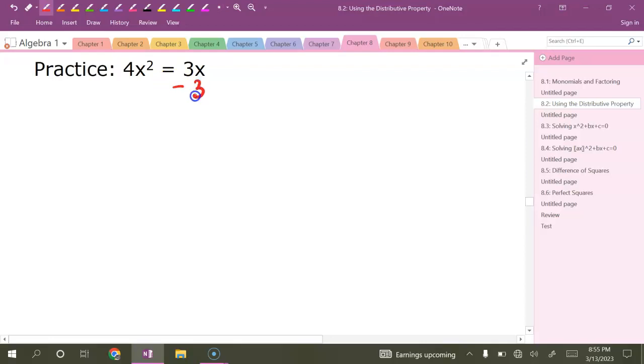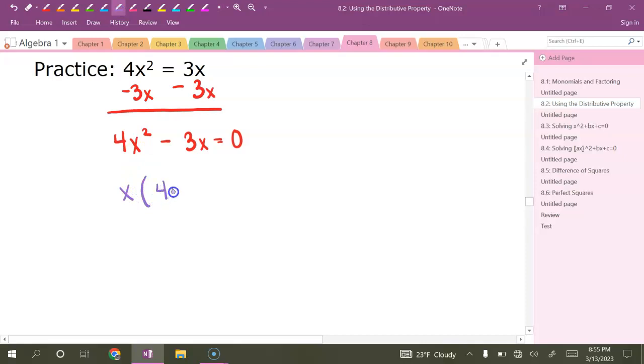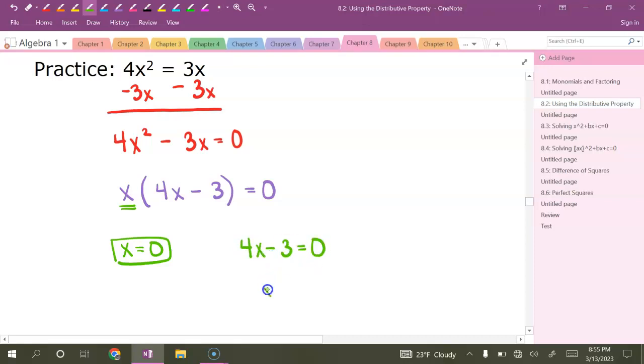So what I did first is I subtracted the 3x from both sides. And so now it says 4x squared minus 3x equals 0. And then I factored out an x from both terms. So it says x times 4x minus 3 equals 0. And then we set the x equal to 0, and there's one of your answers, one of your solutions. And then for this other one, you should have set 4x minus 3 equal to 0. Then you needed to solve for x like we've been doing, and you should have gotten x equals 3/4.